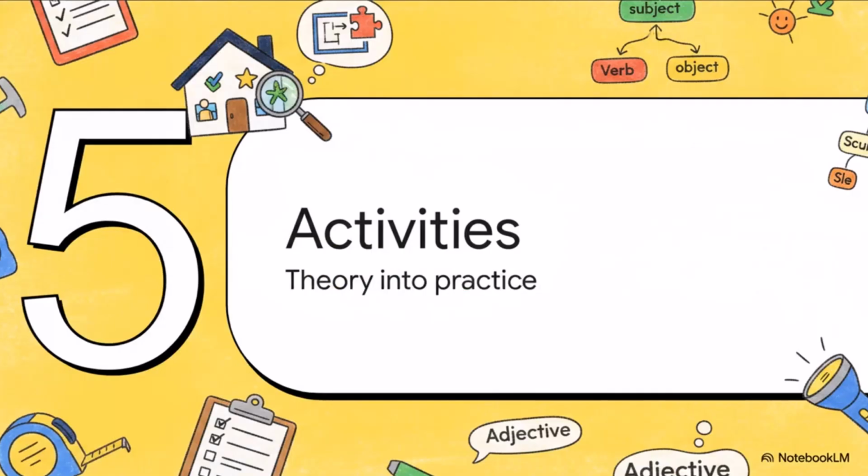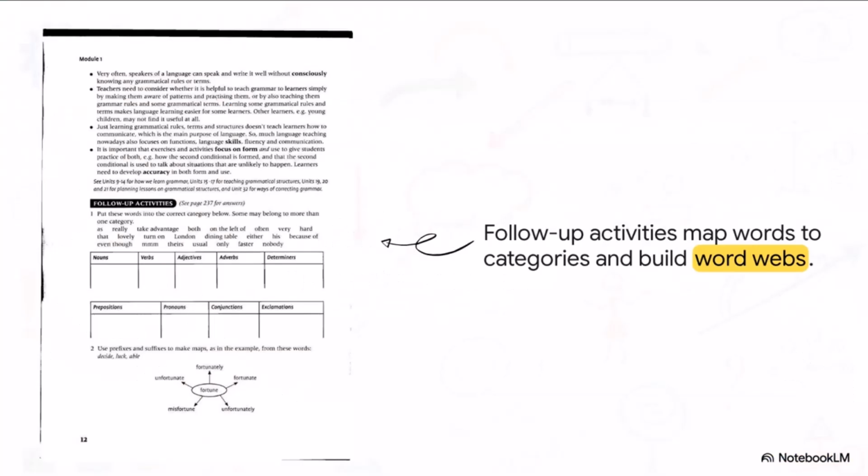Let's dive right into Section 5, Activities and Reflection. Let's look at how we put this theory into practice with some follow-up activities. In the first one, learners have to categorize a jumbled list of words into the correct bins: nouns, verbs, adjectives, all of that. The second activity involves building visual map webs. You take a base word like fortune and branch out to fortunate, unfortunate, and unfortunately.